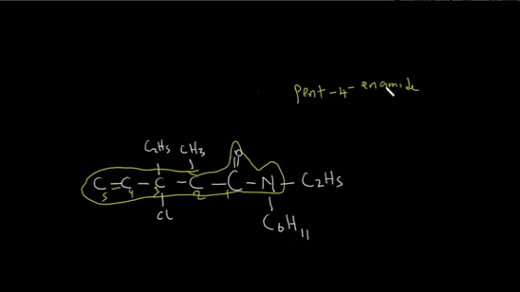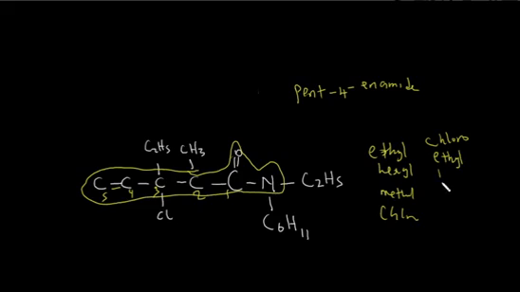So pent-4-enamide is the parent's name. Now let's name the substituents. Substituents we have here: we have ethyl, hexyl, then we have methyl, then we have another ethyl, then chloro. So alphabetically, who is starting? Chloro. After chloro, ethyl. After ethyl, hexyl. After hexyl, methyl.